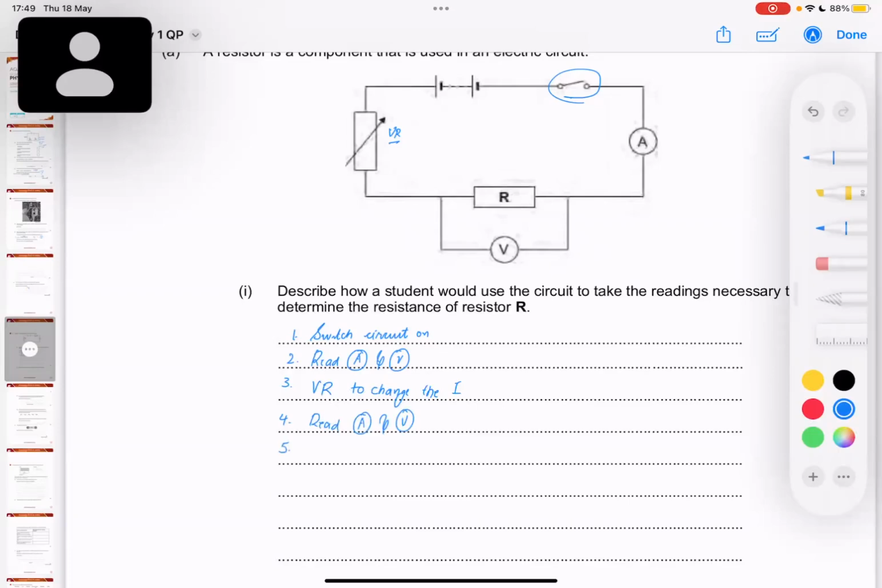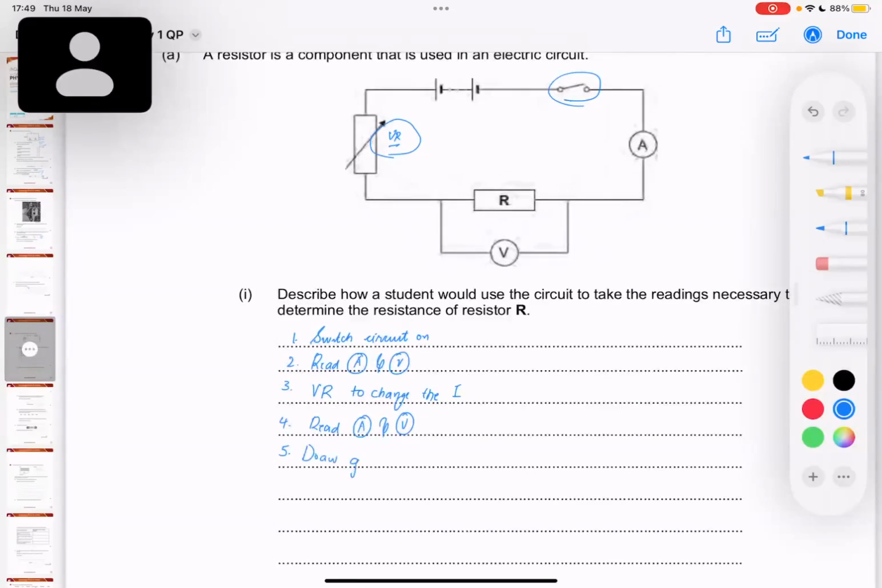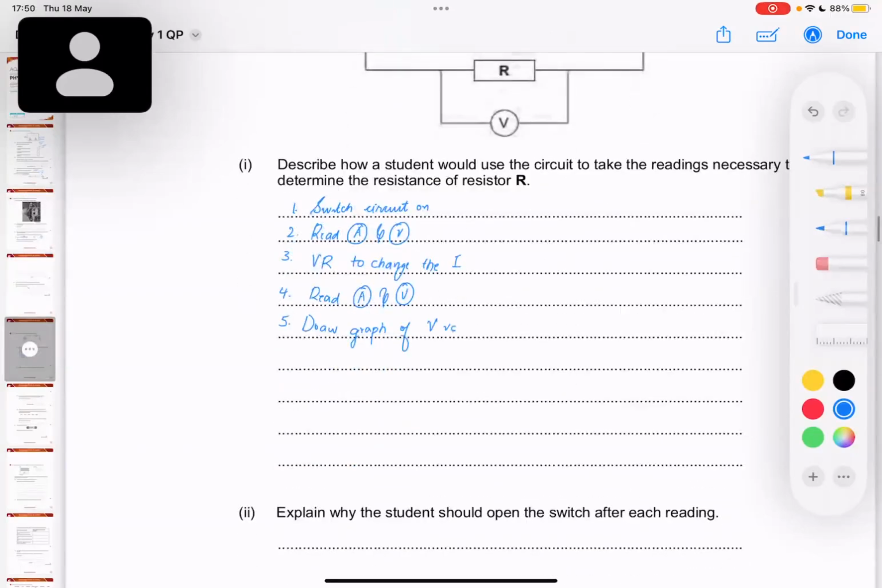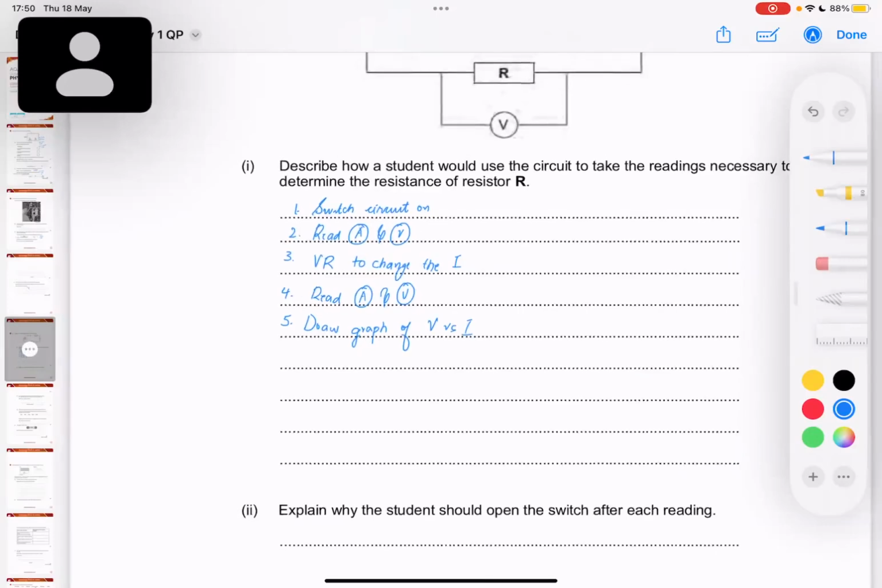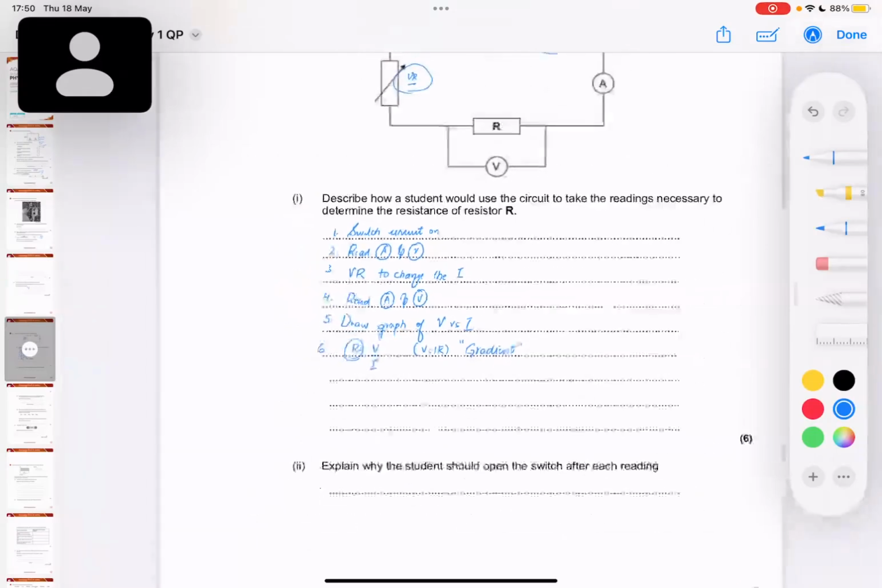Then once you have all the readings after changing this VR multiple times, it is always a graph. So you're going to draw a graph of V versus I. Okay. And then the gradient of that, because we know that R, or your resistance, is V over I, because V equals IR. So the gradient of that graph will give you the resistance that you were looking for. Happy with that? Yeah.